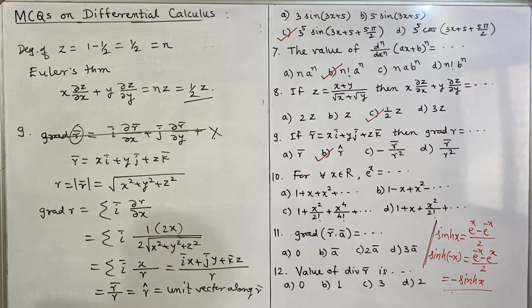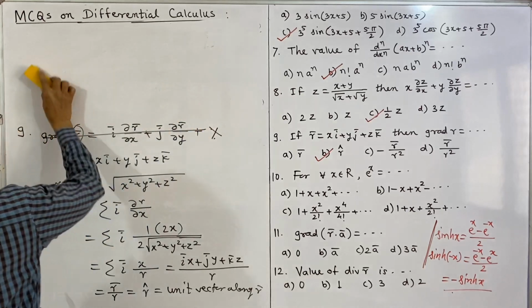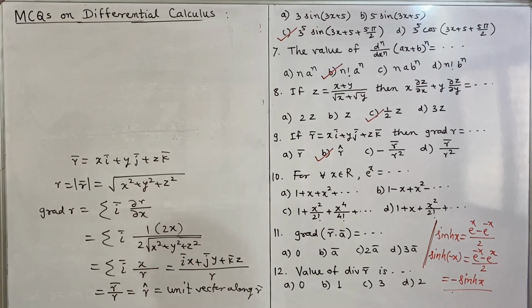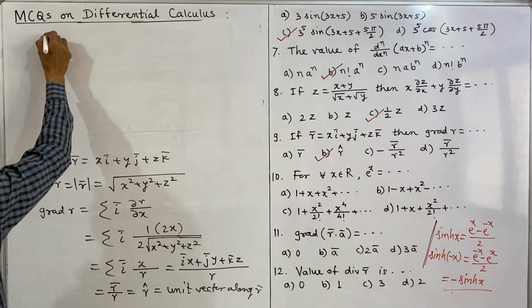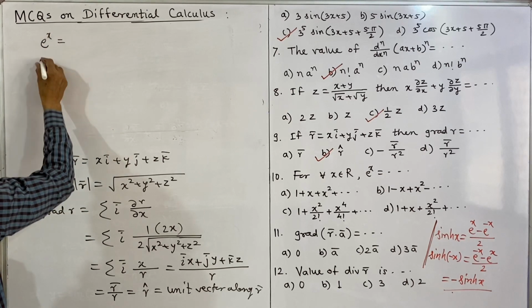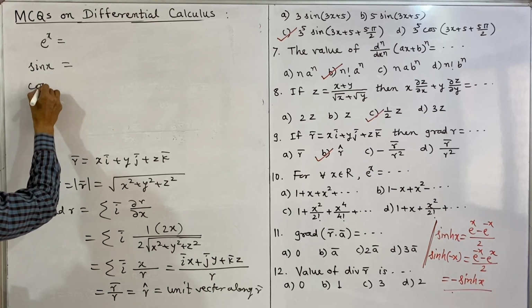Next is, for all x belongs to R, e power x. That depends on Maclaurin's series expansion. We have studied Taylor's theorem, then Maclaurin's theorem, and the expansion of a function using Maclaurin's theorem, and we have obtained the standard functions' expansions, that is e power x, sin x and cos x. So this we have to remember.